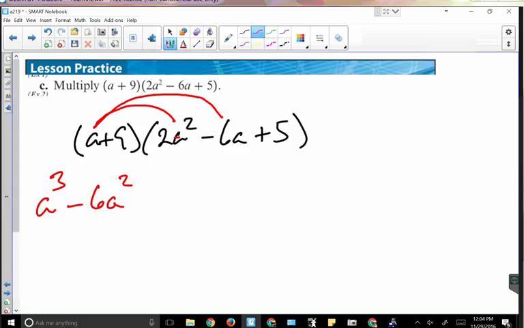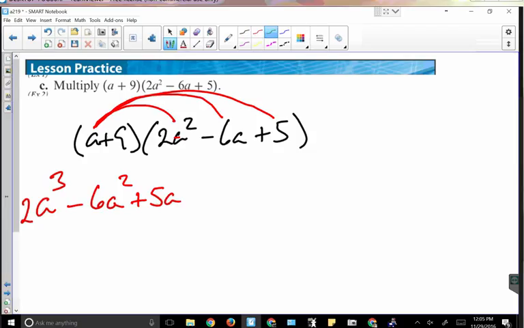You got an a times an a. So now, here gets multiplied to this one. So what's a times 5? Well, that's going to be plus 5a. So far, so good. Why? What's missing? Oh, sorry. 2a cubed. Sorry.